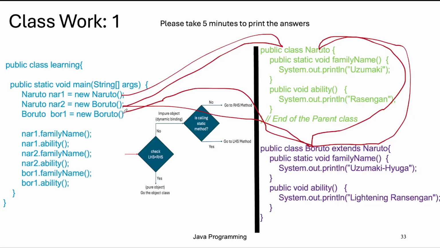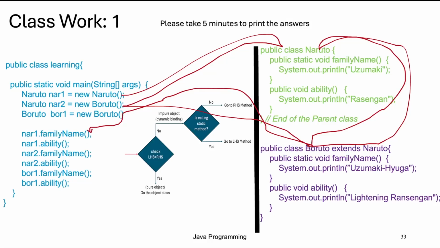third line. Here we are creating the, okay, sorry, before going, this object will be assigned to Naruto class. Next, we are creating the same object similarly for Boruto. So this is the pure object. Now, once this is done, okay, the compiler comes to here.